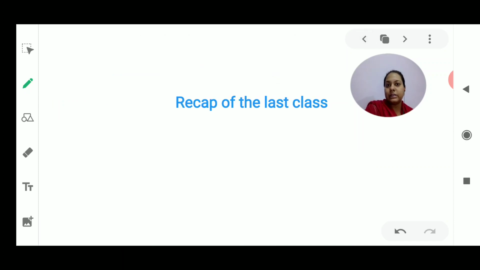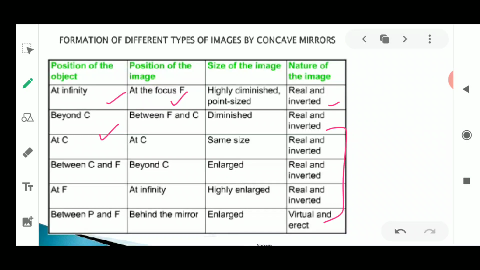Now we are going to discuss today's class in detail, where we are going to discuss image formation in the convex mirror. As we have completed the image formation in concave mirrors, now we are going to discuss image formation in the convex mirrors. So we go on to the first slide, which shows you the summary of the image formed by the concave mirror.